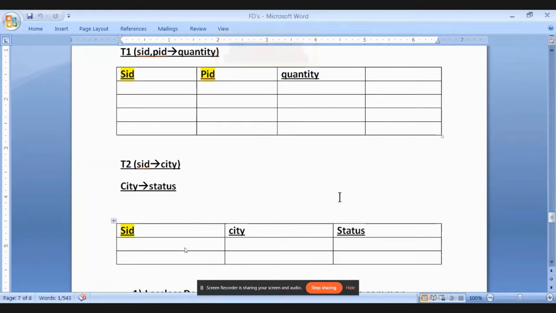Now, how do I understand whether the table decomposition is lossless or lossy? I will ask it.